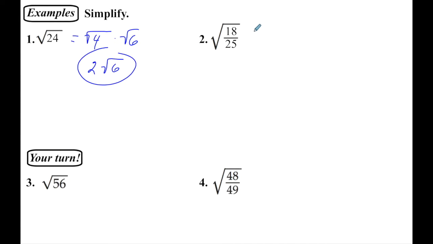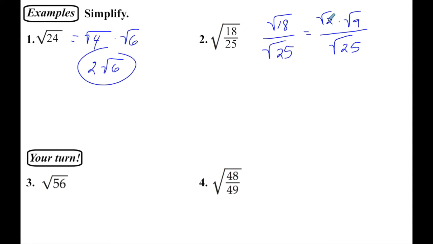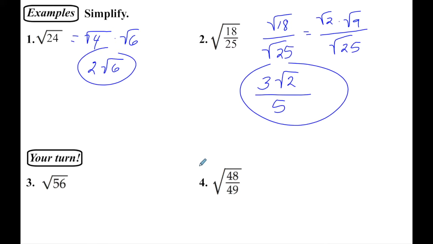Over on the right-hand side, number 2, I could write this as the square root of 18 divided by the square root of 25. I'm going to rewrite the numerator as the square root of 2 times the square root of 9. 9 is a perfect square. Remember, we're looking for those perfect squares that we can take out. The square root of 9 is really 3, so that comes out of the radical. The 2 stays under the radical because it doesn't have a partner. And the square root of 25 is 5. So that's the answer for number 2.